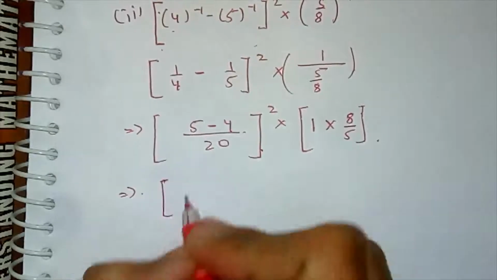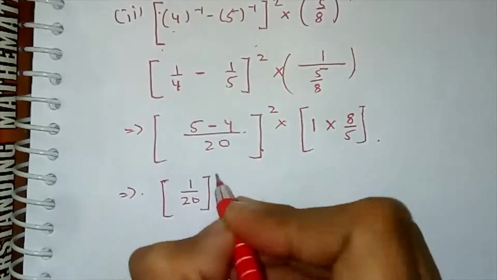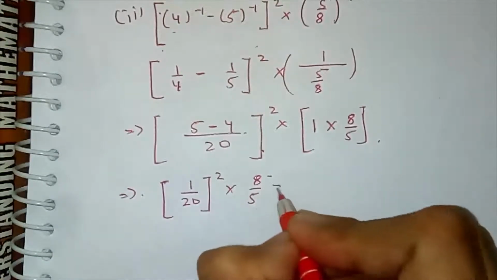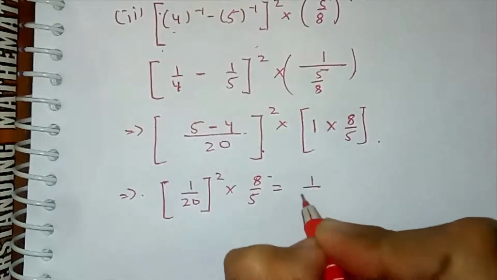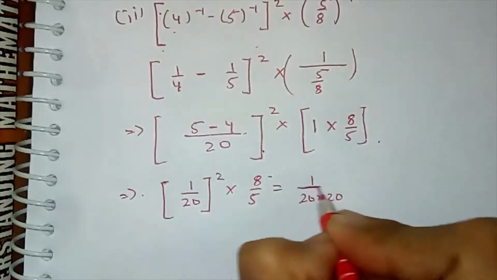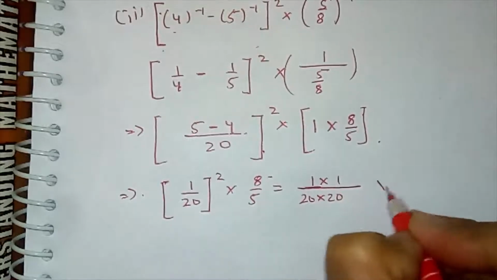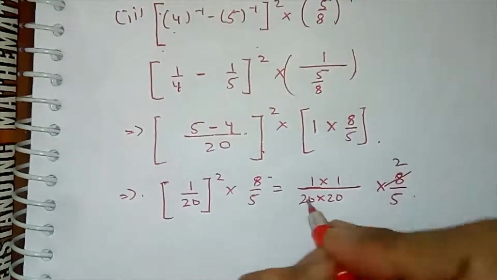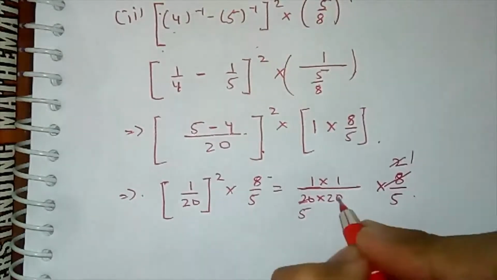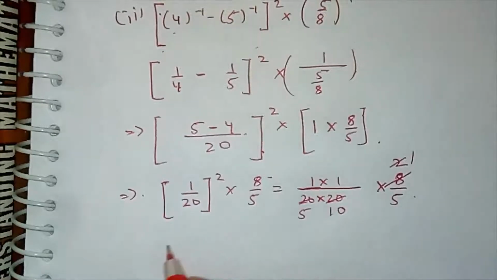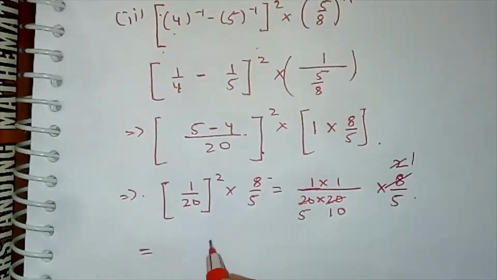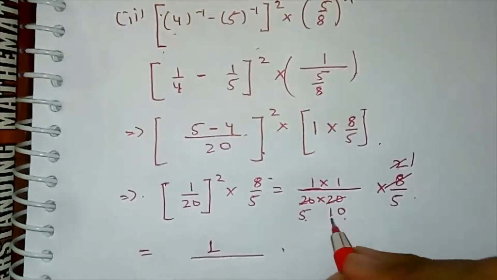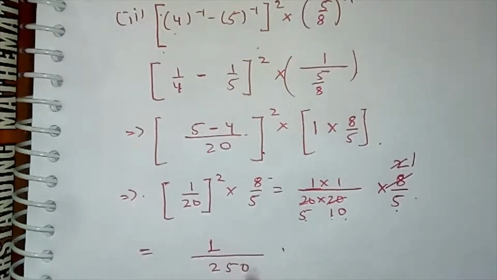Then it will be like 1 upon 20 to the power 2 into 8 by 5, which is equal to 1 upon 20 into 20, and 8 into 5. 4 2s are 8, 4 5s are 20, 2 1s are 2, 2 0s are 0. Done. So here we get 1 into 1 into 1 is 1 upon 5 into 10 is 50, 50 into 5 is 250. So it's the answer.